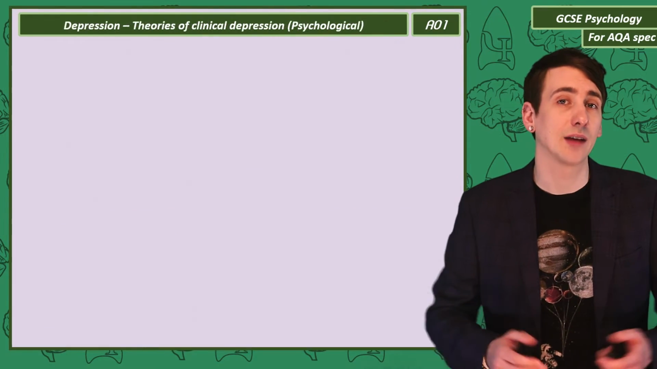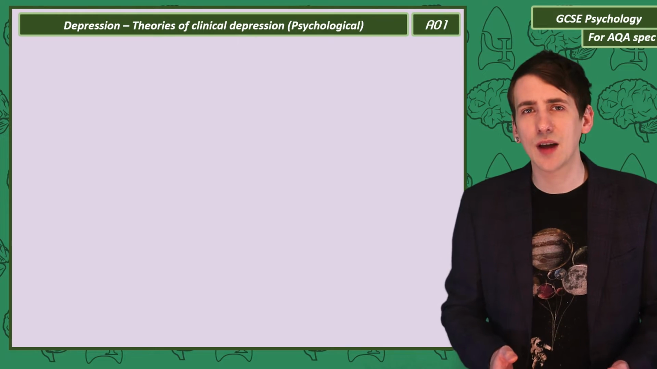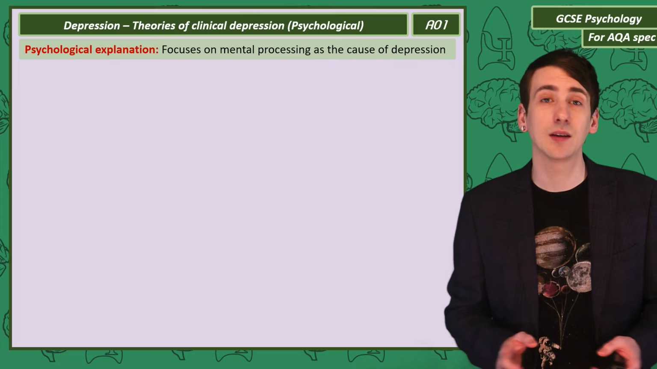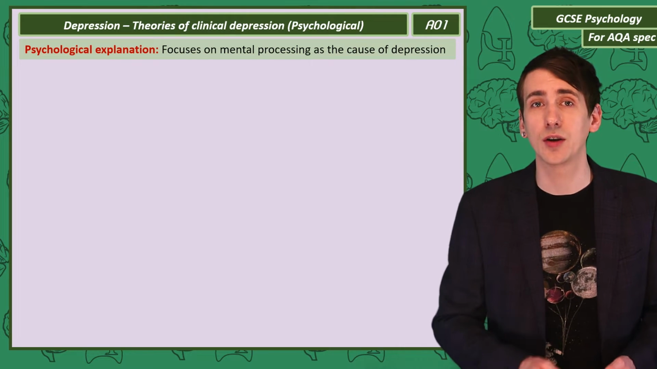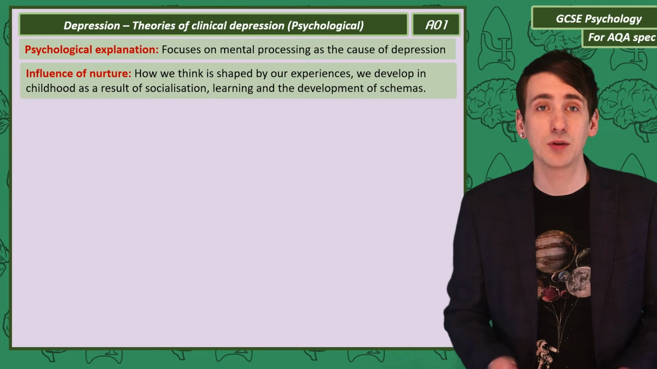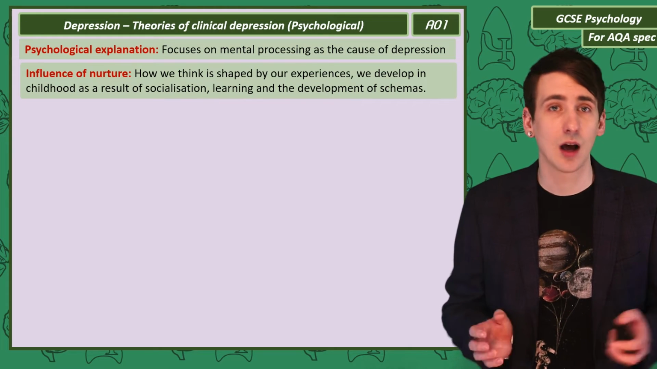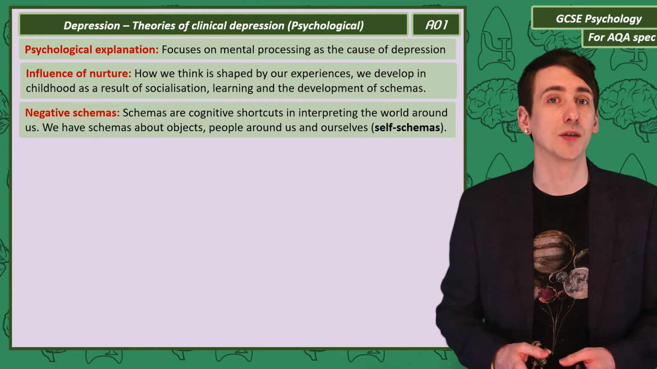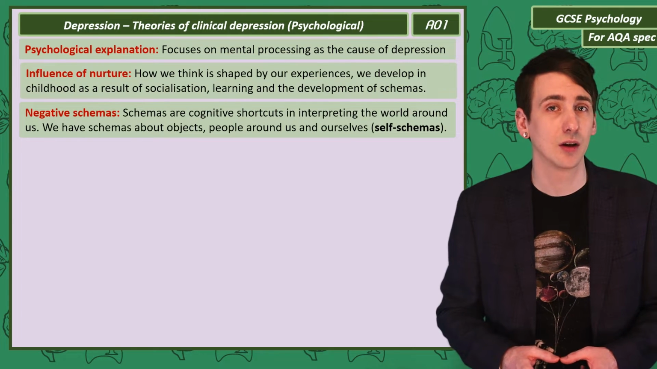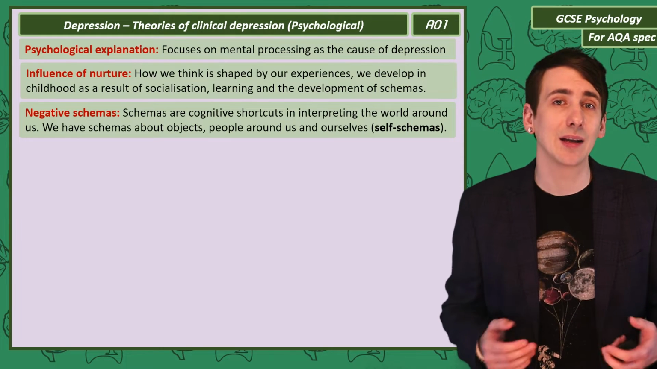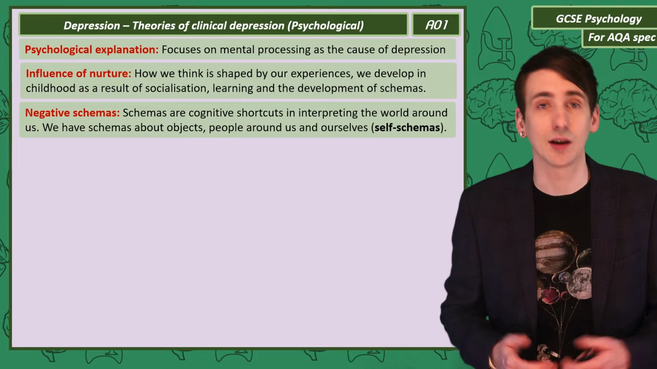So what is that psychological explanation? Well, it suggests that faulty mental processing is the cause of depression. Taking this approach is considering the role of nurture. Our thinking is shaped by our experiences. We develop in childhood as the result of socialization, learning, and the development of schemas. Schemas are mental shortcuts in interpreting the world around us. We have schemas for a range of things: objects, the people around us, and even self-schemas, how we see ourselves.